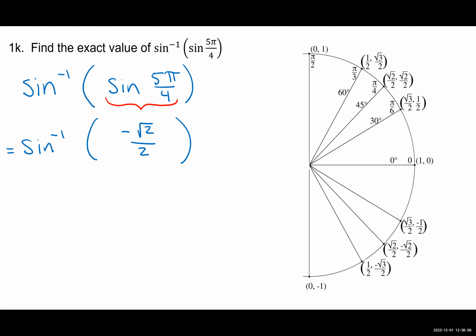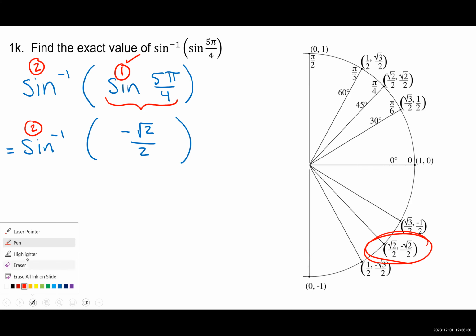And now we can look at the sine inverse. Remember step 1, inside function, step 2, outside function. So we did step 1, now we're on to step 2, the sine inverse part. Sine inverse of negative root 2 over 2. We've got to find a point where the y value is negative root 2 over 2.